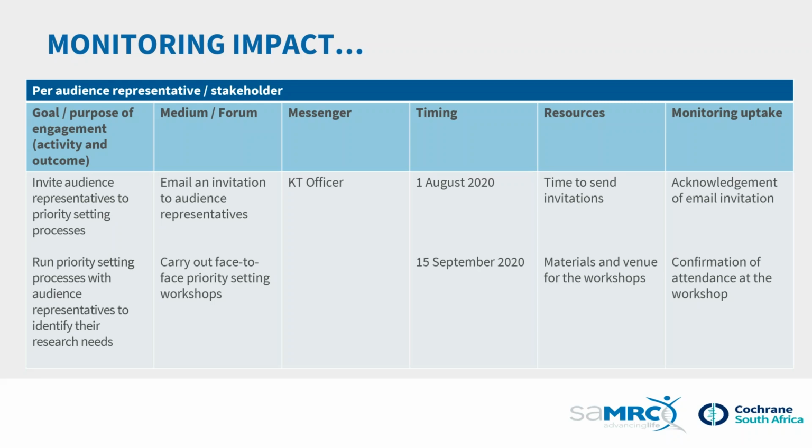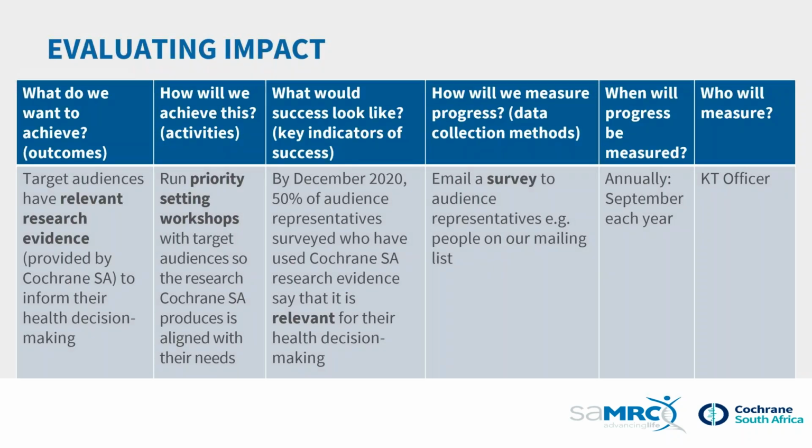And then in terms of being able to evaluate the impact of our KT work, we summarize what we want to achieve and how we're going to achieve it in the first two columns. And if you can see, the first two columns are really just a copy and paste from our theory of change. What we want to achieve is that our target audiences have relevant research evidence to inform their decision making. And how we will achieve that is by running priority setting workshops.